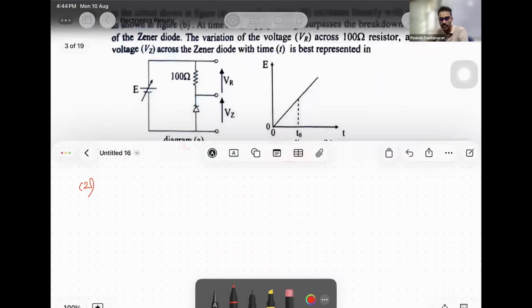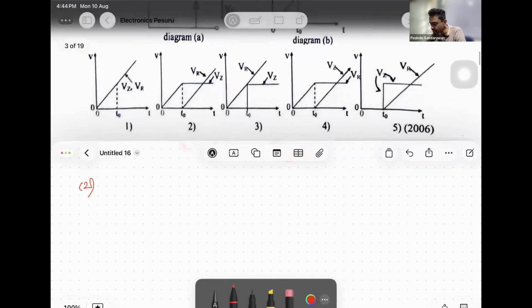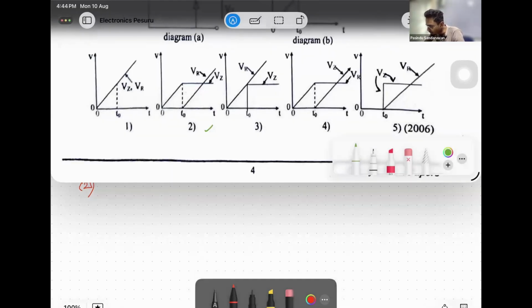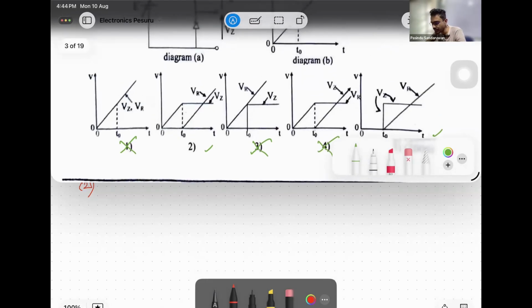First, until the Zener voltage is obtained, the Zener diode won't function. If the Zener diode does not function, no current flows in the circuit. Then up until the Zener voltage, VR should be 0. In the second one, VR is 0, and in the fifth one also, VR is 0 up until the Zener voltage. I have already removed 1, 3 and 4, and I have the tie between 1 and 5.